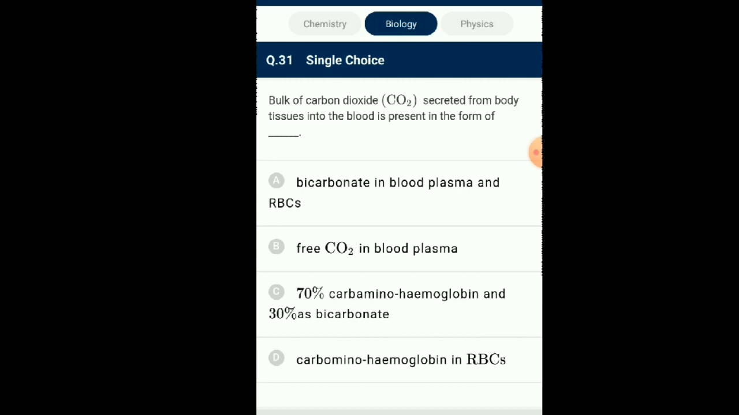This reaction is catalyzed by the enzyme present in RBC named carbonic anhydrase. Immediately after the formation of carbonic acid, it dissociates into hydrogen and bicarbonate. Nearly 70% of carbon dioxide is transported through the blood as bicarbonate. The third method: approximately 20 to 25% of carbon dioxide is transported by erythrocytes as carbaminohemoglobin. So the answer for this question is option A, bicarbonate in blood plasma and RBCs.